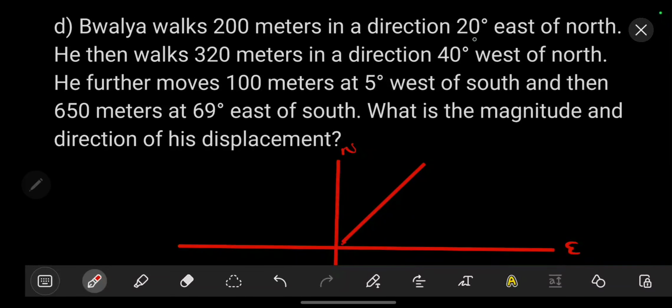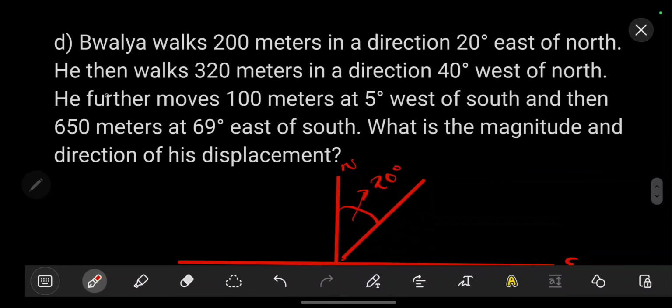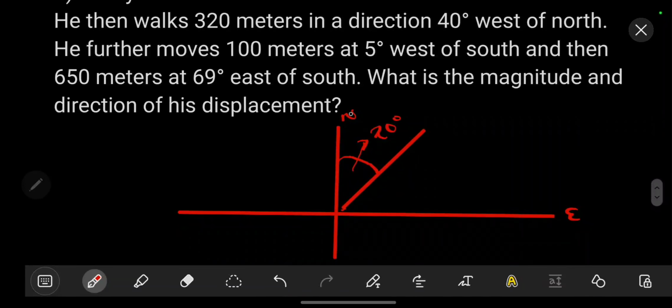Then the important key is that we have east of north. Meaning we begin from north, go towards the east until we meet the line. So our 20 degrees is here. Let's look at our next one. It says that he then walks 320 meters in the direction 40 degrees west of north. So north is here, west is here. It means he will be going up while going to the west like that. So it's something that is looking like this.